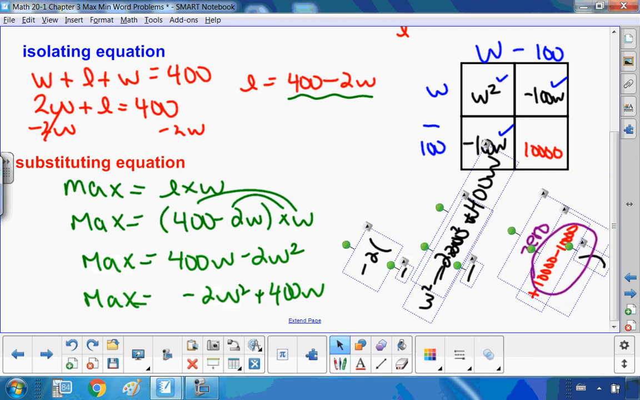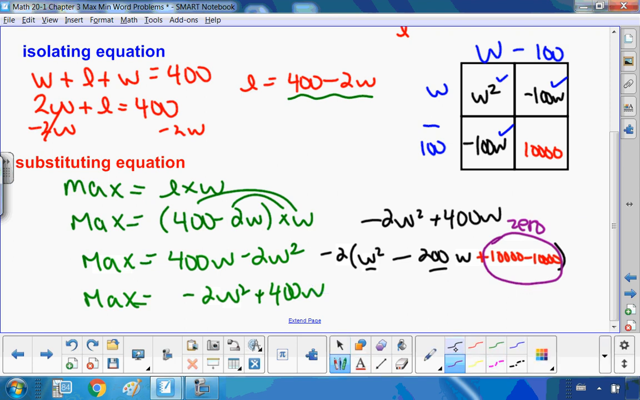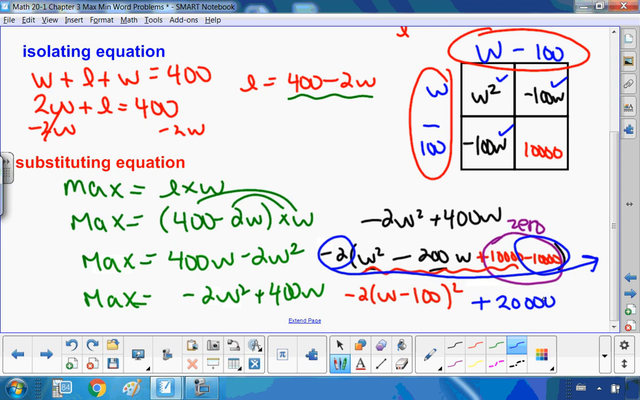So let's look at this. I'll just move this over a little bit. Okay, so completing the square. So I know that my perfect square trinomial factors as w minus 100 times w minus 100, or w minus 100 squared. Now my perfect square came from this part here. I still have that negative 10,000, so I'm going to take my negative 2 multiplied by my negative 10,000 and bring it out. So negative 2 times negative 10,000 is positive 20,000.